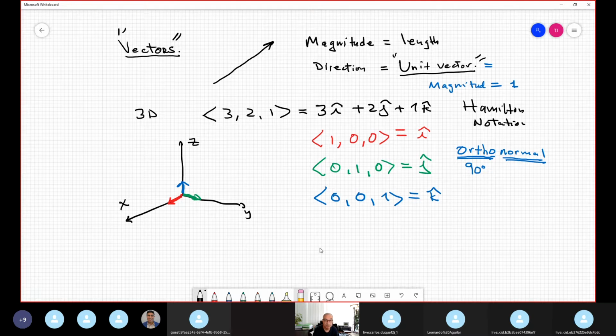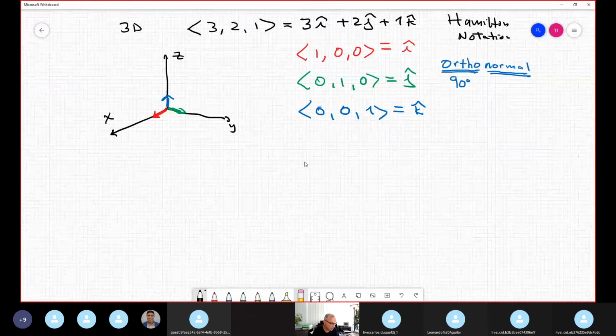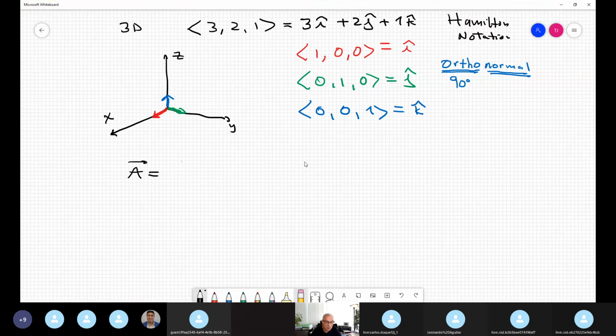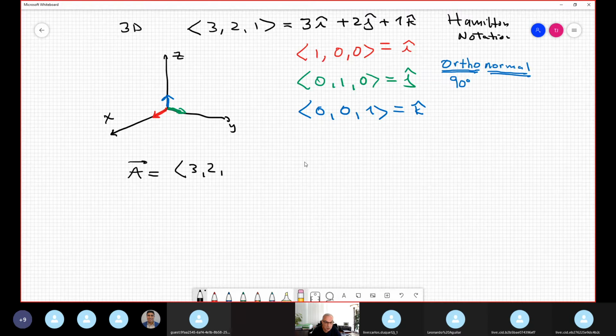So now, let's come back to how you compute the magnitude and how you compute the direction. The magnitude. What is the formula for the magnitude? Suppose we come back again to the same example. Vector A is a vector 3, 2, 1. We use exactly the same vector.